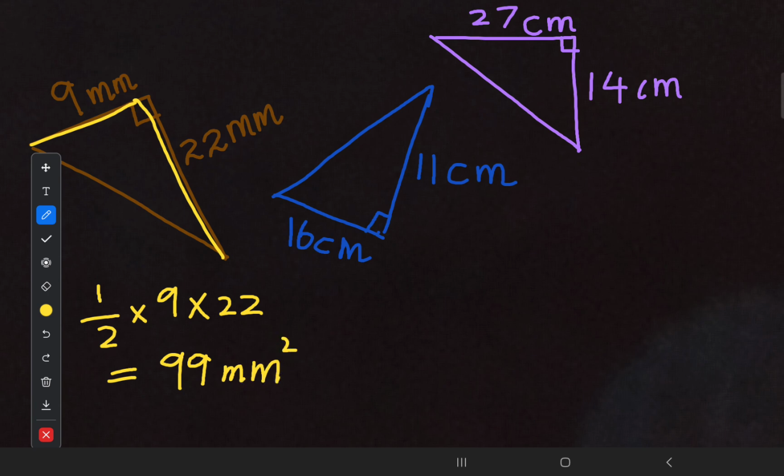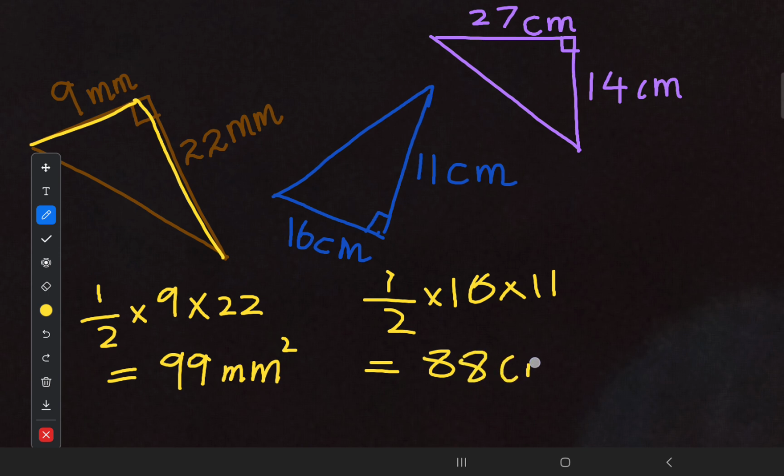Then for the second question, half into the base 16. If you consider this as your base, this should be your perpendicular height; in the alternative way, if this is your base, this one should be your perpendicular height. Then multiplied by 11, this will give you 88 square centimeters.